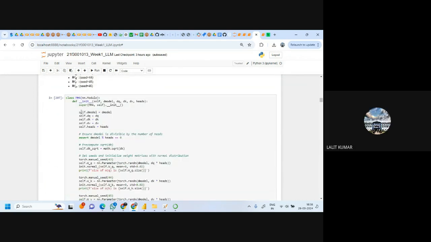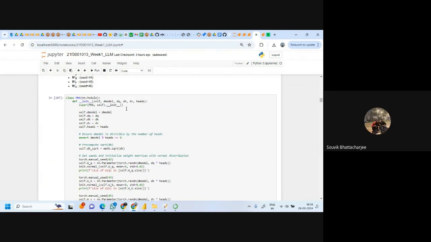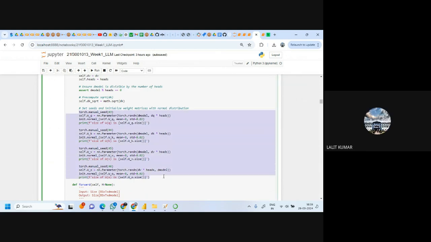Building the sublayers: this is the class MHSC. Here I have defined D model, which is the size like DQ, DK, DV, and I have set D model modulo heads equal to 0, and then I have taken the square root of DK, which is given in this case. Then, using torch manual seed, they have clearly given that when we define WQ, WK, WV, WO we have to use the seeds 43, 44, 45, 46. Here I have used nn.Parameter for them.